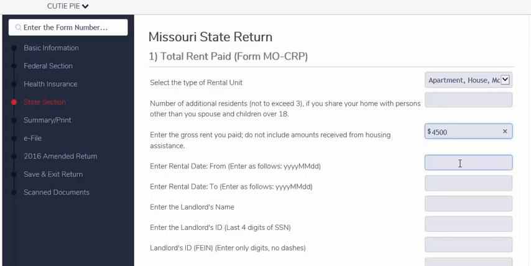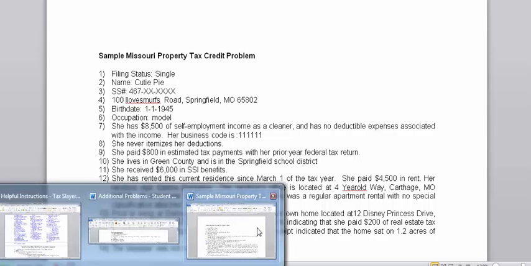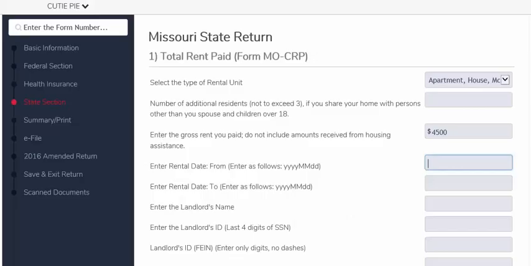So we're going to enter the beginning rental date, and I think we said that she moved in there on March 1st. Yes. And as far as we know, she's still living there. So she moved in 03/01/2017. Oops, I guess you have to put your slashes in. 03/01/2017. Sometimes software will do that for you, but not this one apparently. And she's still there. So when it says enter rental date 2, we're going to put the end of the year, 12/31/2017.